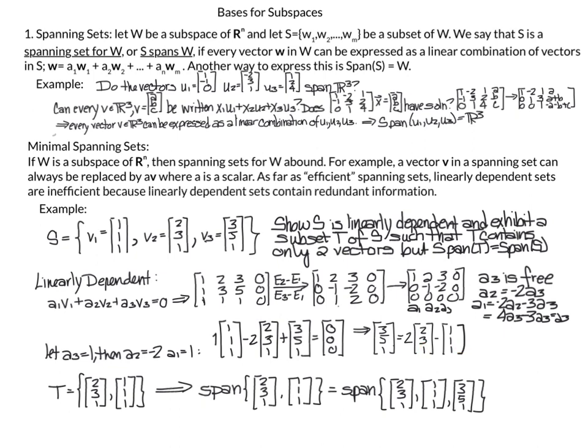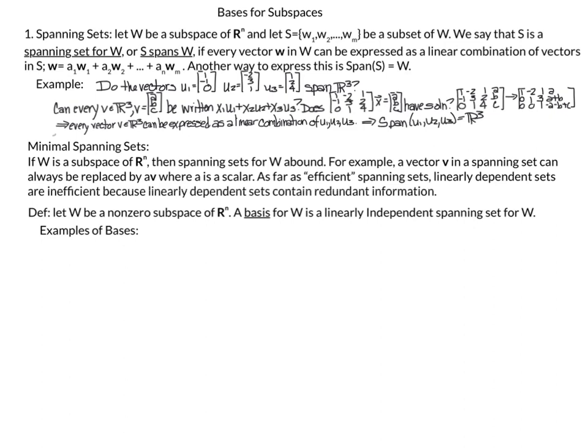So T is just going to equal (2, 3, 1), (1, 1, 1), and the span of those two vectors will equal the span of the original three. And you can see, in some sense, spanning using only two vectors is more efficient. And now we are ready to talk about a basis.